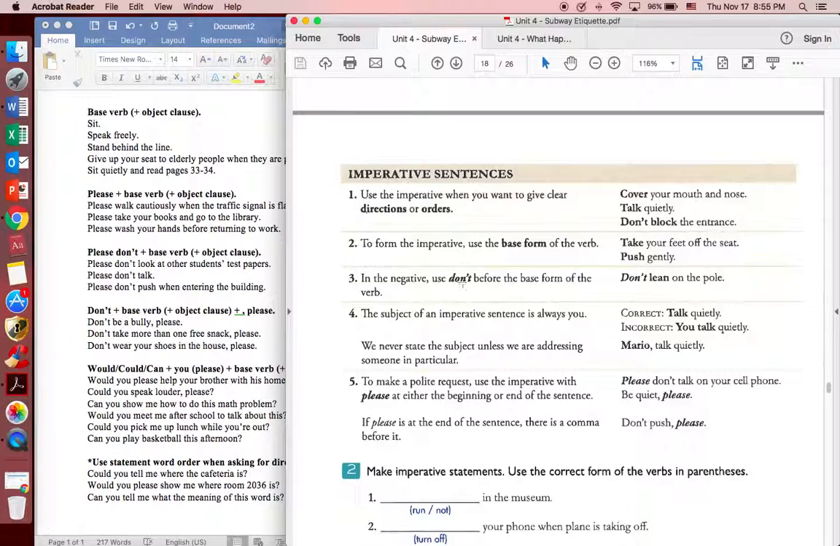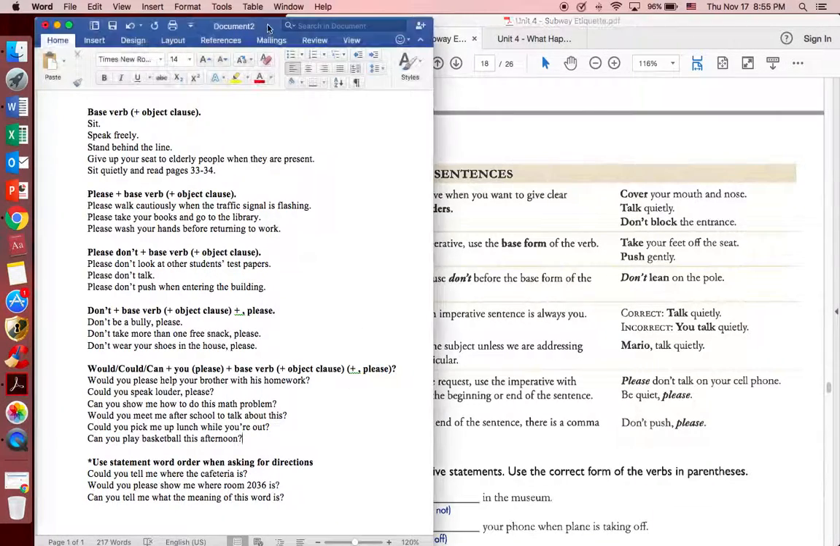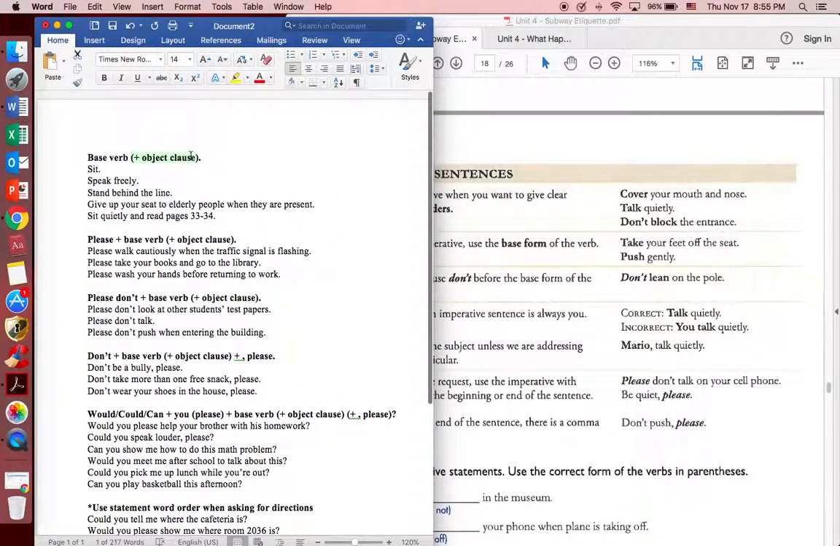And we're going to use the base form of the verb, or we're going to use negative don't with the base form. So here are some examples. Our basic sentence structure is base verb, could be something as simple as sit, right? Who is going to sit? You. Could be a classroom, could be a child, a single child, many children, could be any number of people. Sit. We don't actually need the object clause, but generally we do have the object clause.